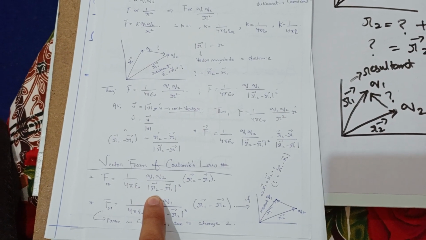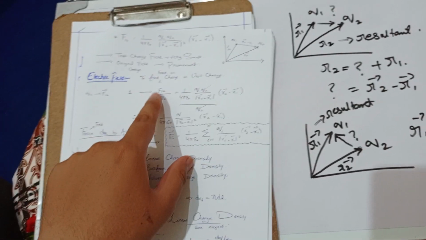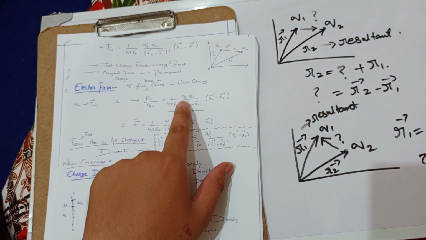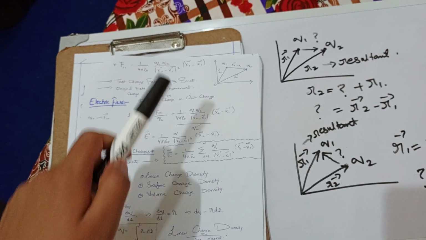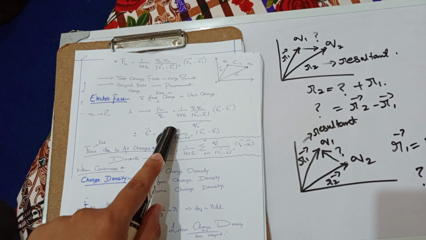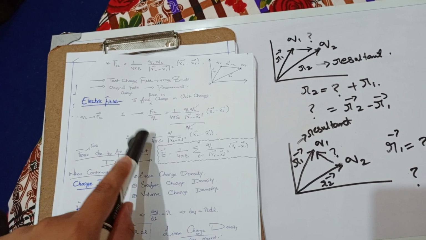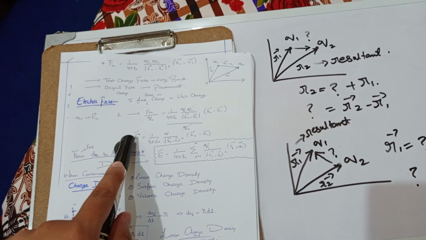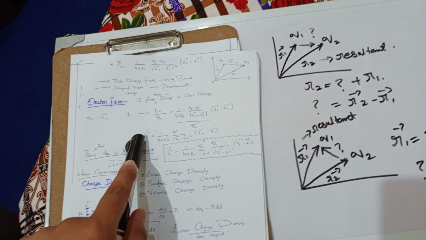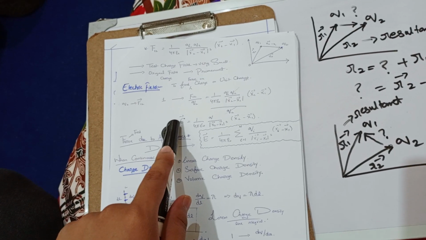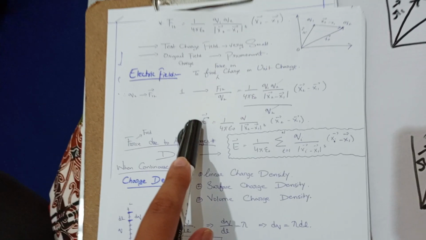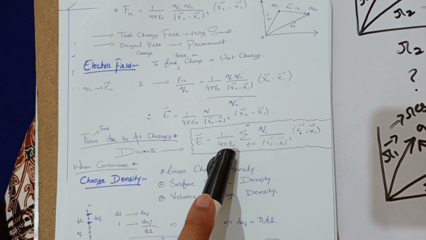This is the force we already found. So you just put in the value of the force and divide by Q2. Q2 cancels with Q2 and you get the result with a single Q. So this is the electric field of a unit charge, meaning a single charge. But what if there are n number of charges? Simple, you have to introduce a summation sign.